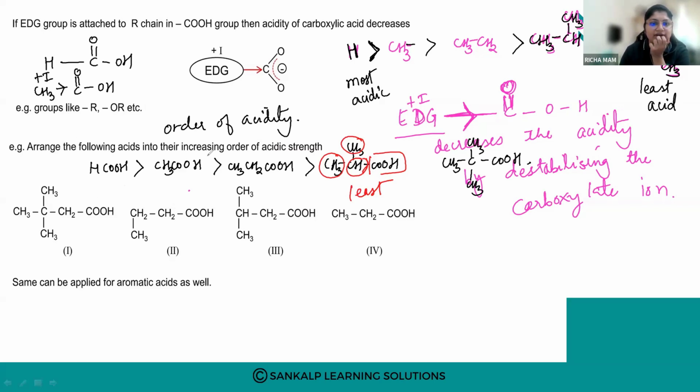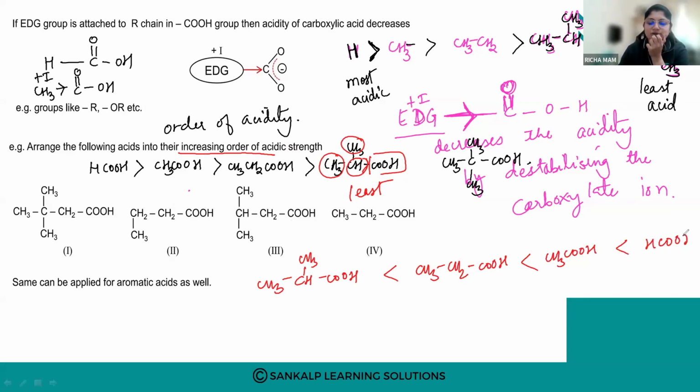So if they have told you to arrange in increasing order of acidic strength, first will be CH3CH2CH2COOH, which will be least. Then CH3CH2COOH, less than CH3COOH, which is less than HCOOH. So this will be the order. Hydrogen will be the most acidic, and this will be the least acidic in nature. So this is the increasing order of their acidic strength.